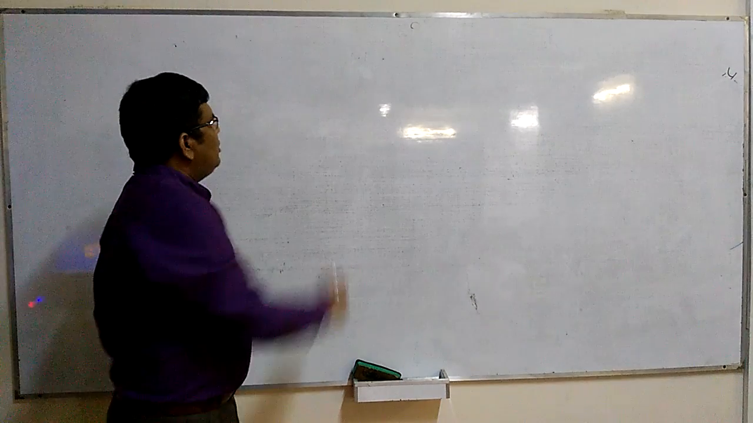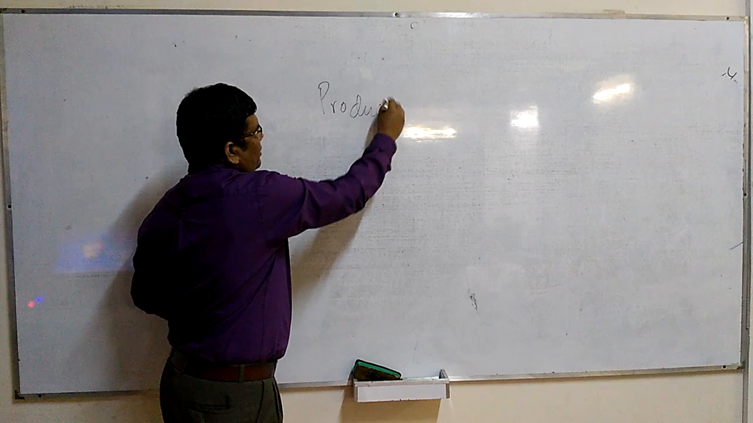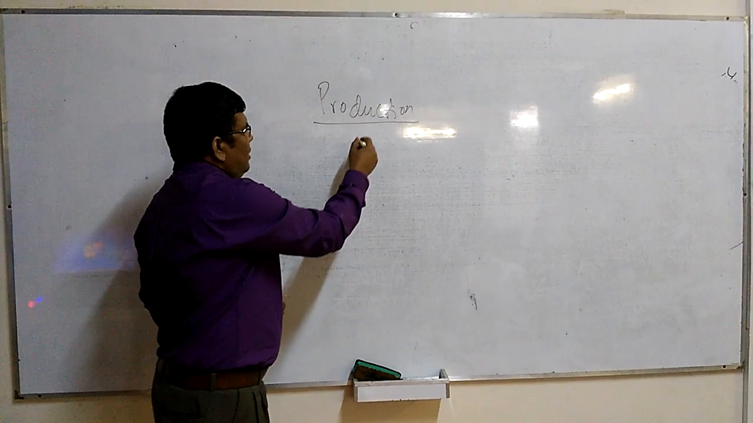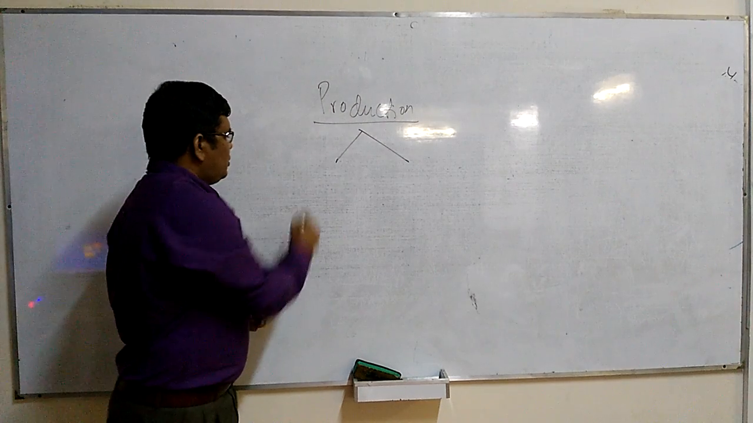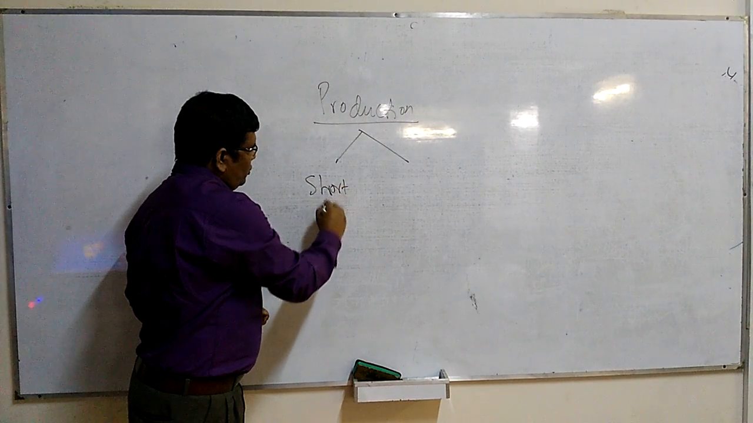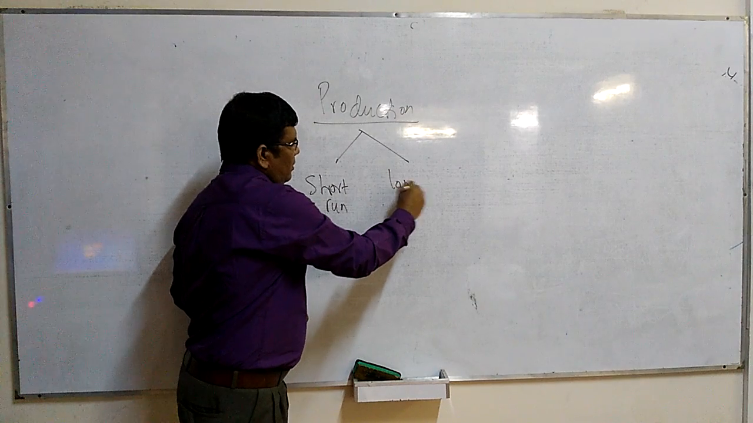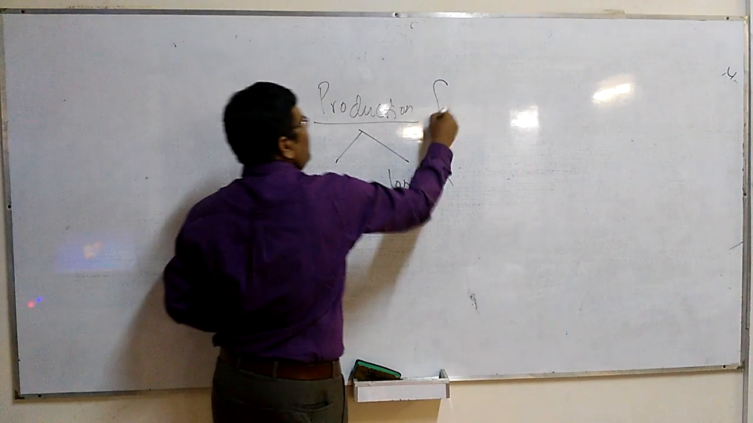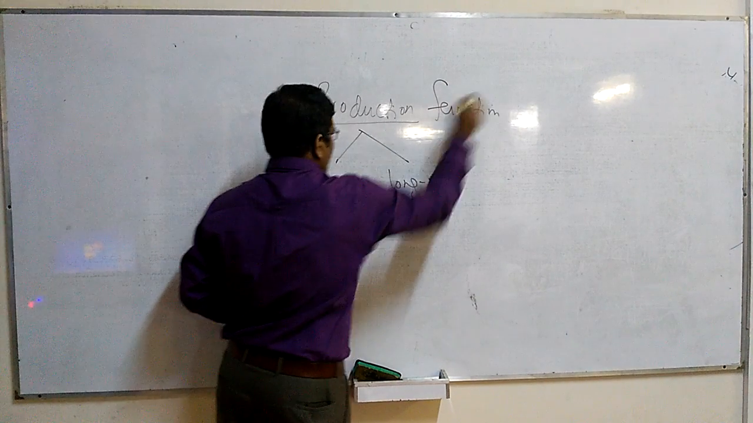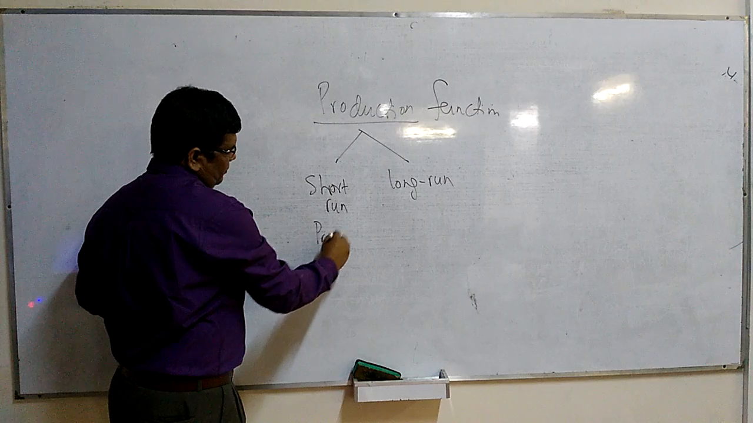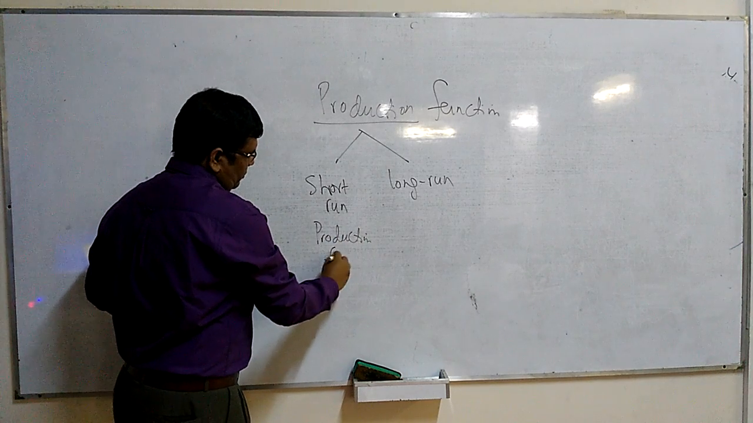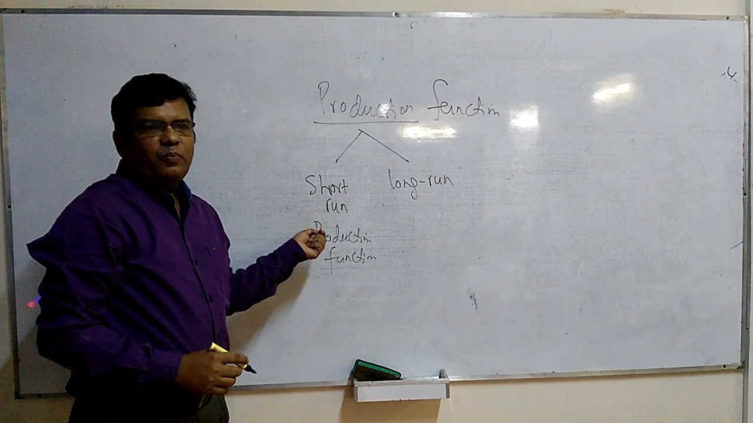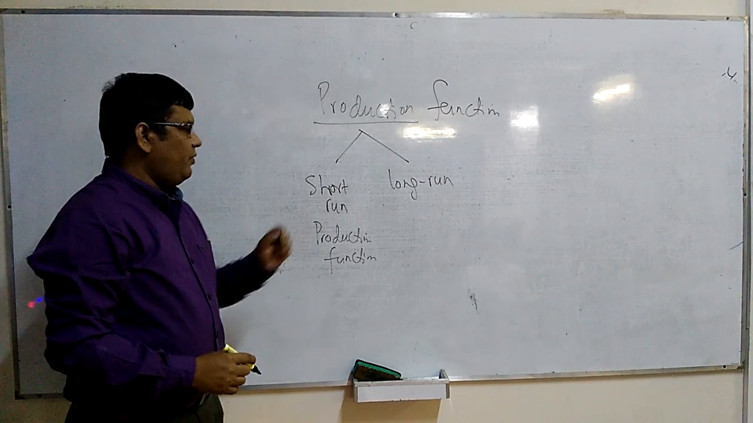Okay, so we are talking about production. So in production we had two parts. One was short run production, and another was long run. So when we talked about production function, we got the short run production function, where at least one input or factor of production is fixed.